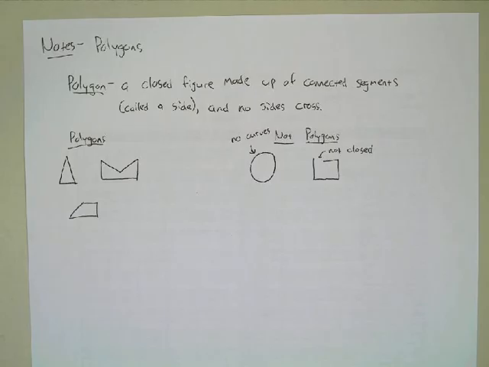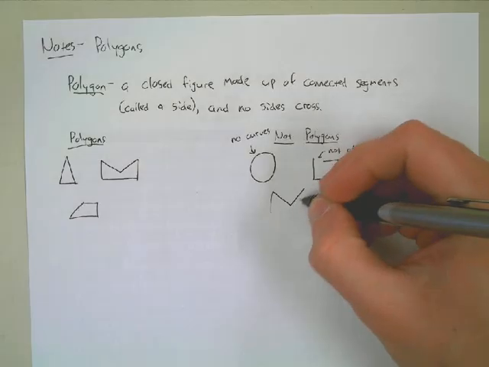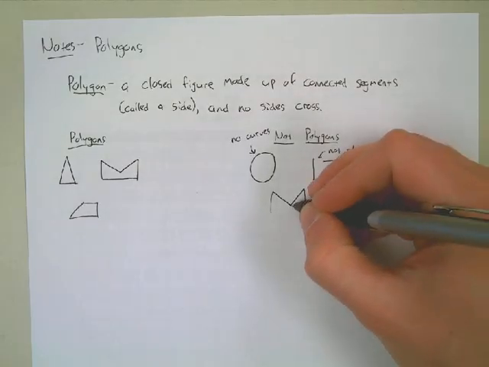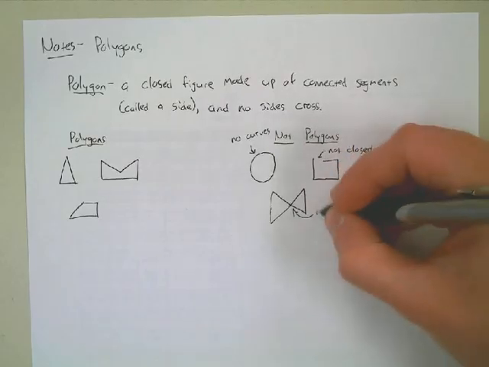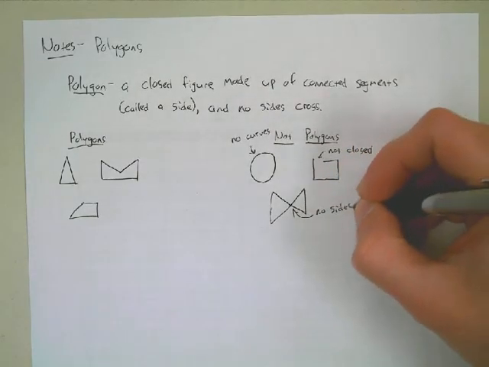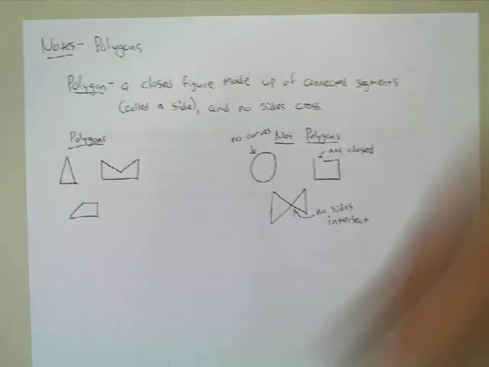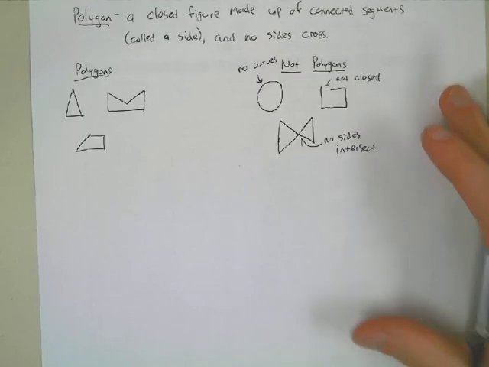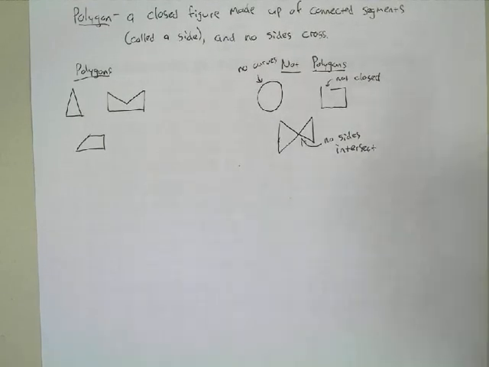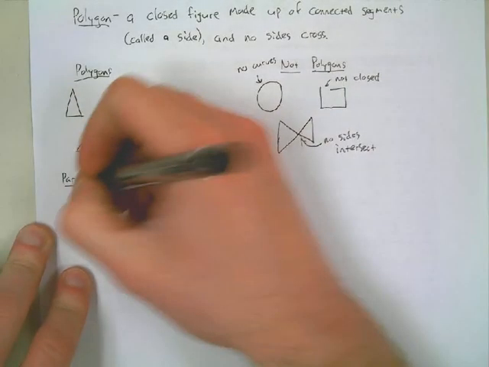No. Right. The sides intersect. What about this one? No, because it's got curves. Okay, so there we go. So we have some examples and some non-examples, okay? More importantly are the non-examples, because they help us understand what's not a polygon. Okay, so we'll talk about the parts of a polygon.